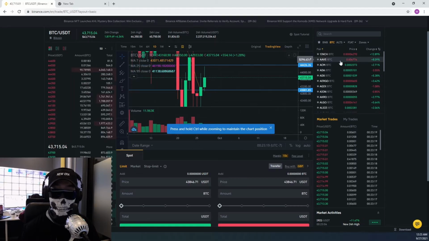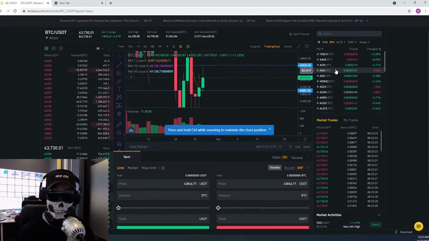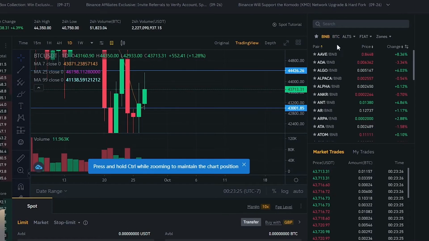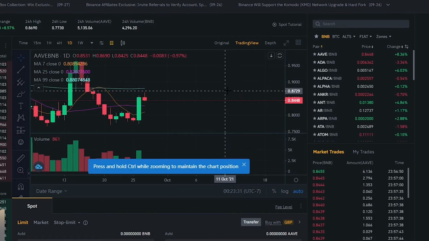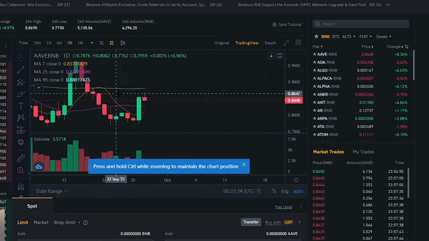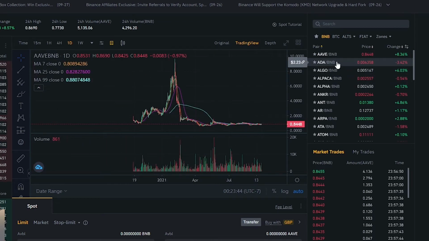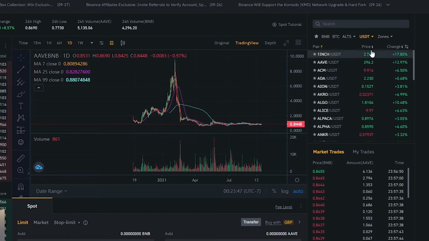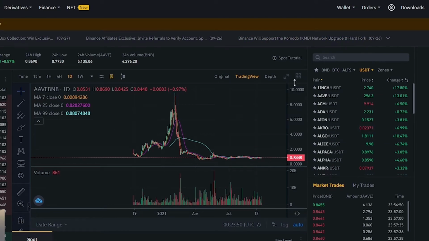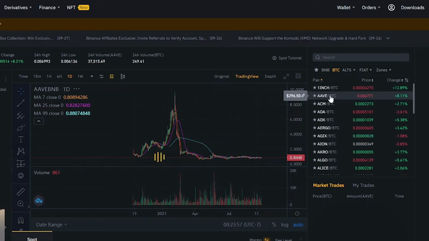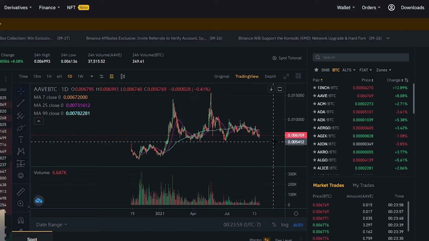Alright, so the next thing I'll go over is the different types of pairs you can trade. If you click on this BNB, it basically means you can trade this coin against BNB. So this is Aave BNB. If you have BNB in your account, this is saying that one Aave is worth 0.8448 BNB. So if you have BNB, you can trade these types of pairs. Me personally, I only trade the USDT pair because I like to see my profits all in USDT. But some people like to trade the Bitcoin pairs, which means it's your coin against Bitcoin. So if you look over here, one Aave is worth 0.006769 Bitcoins.